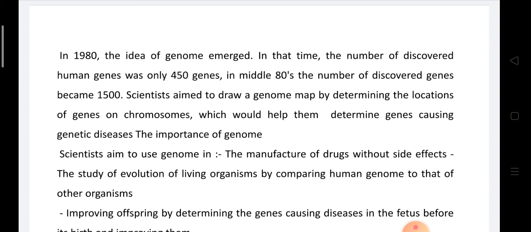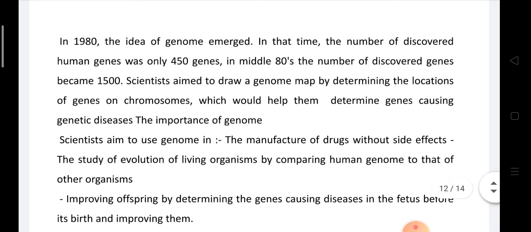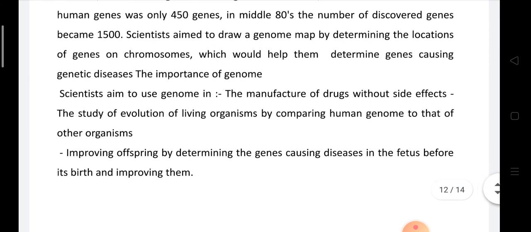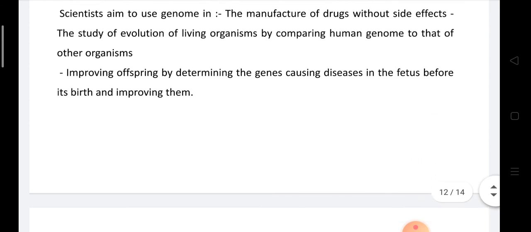The number of discovered human genes was only 450 genes. In the middle of the 80s, the number of discovered genes became 1,500, and this represents about 30% of discovered genes in human.